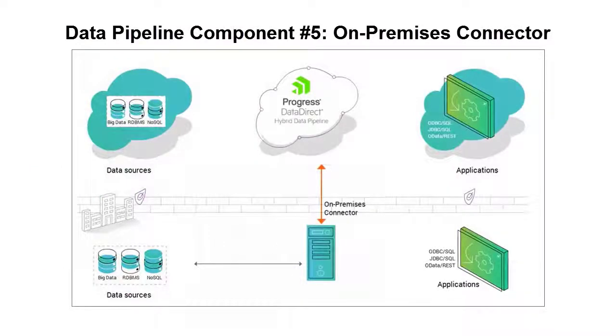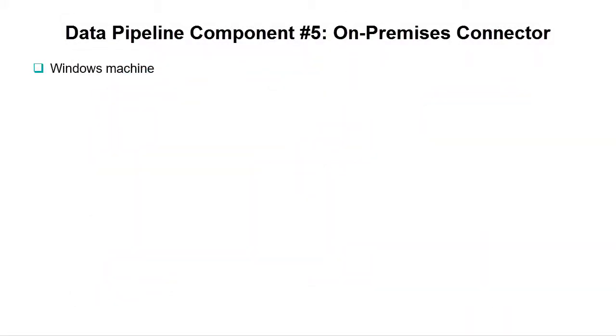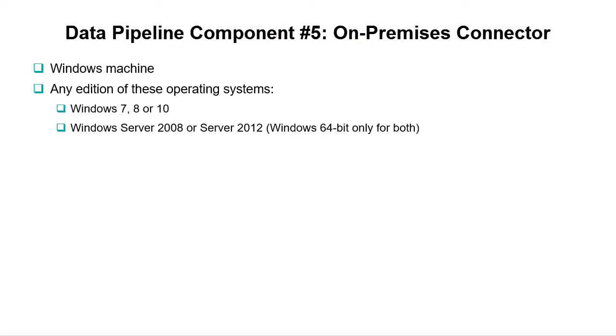The next component is the on-premises connector. It is required only if you install the data pipeline in a private or third-party cloud and if your data sources are on-premises. The connector ensures secure transmission of data through the firewall. Install the connector in a location that the data pipeline server can access. System requirements are a Windows machine with any edition of Windows 7, 8, or 10, or Windows Server 2008 or 2012 64-bit.